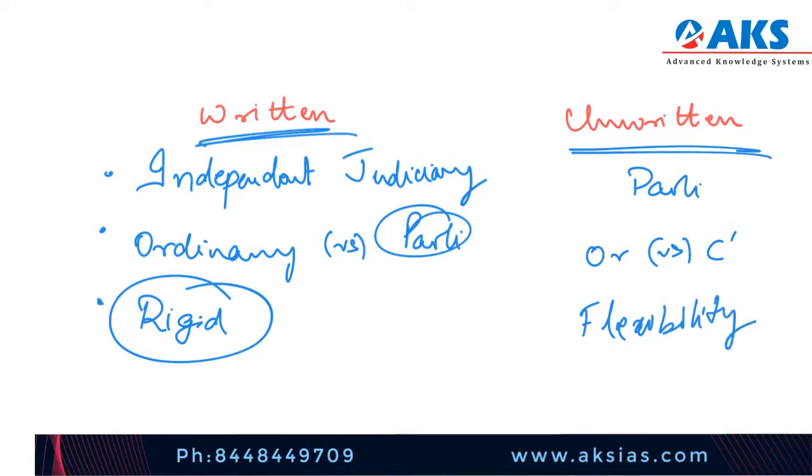What do you mean by this? That is, the procedure to amend the constitution is very simple. Just like an ordinary law is passed by the parliament, in that way the constitution itself is amended, because there is no difference between constitutional law and ordinary law in an unwritten constitutional system.